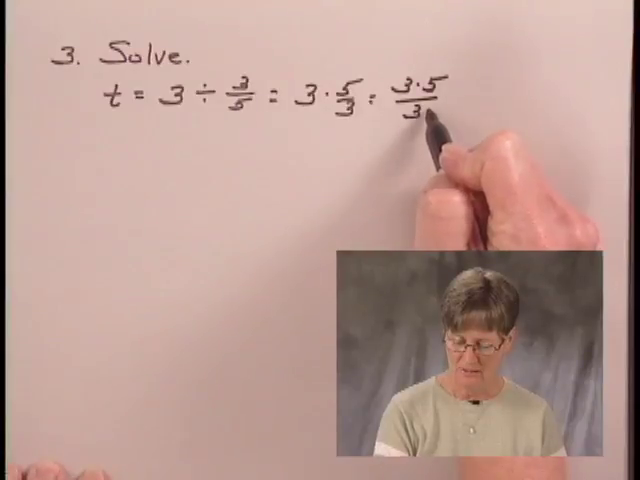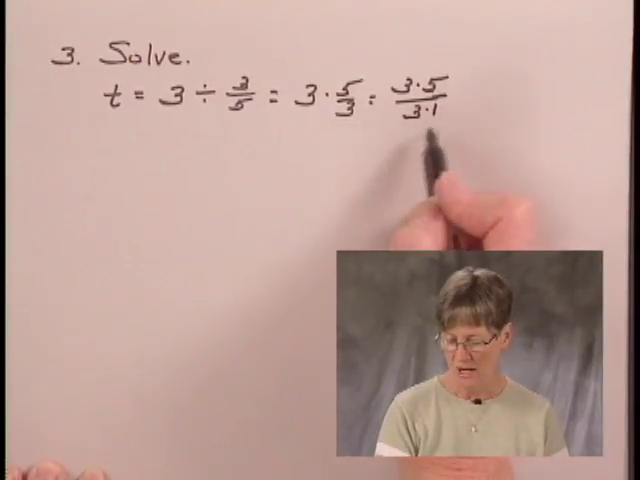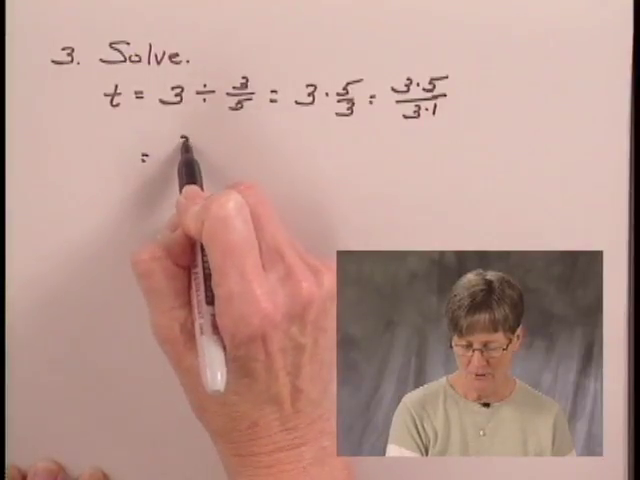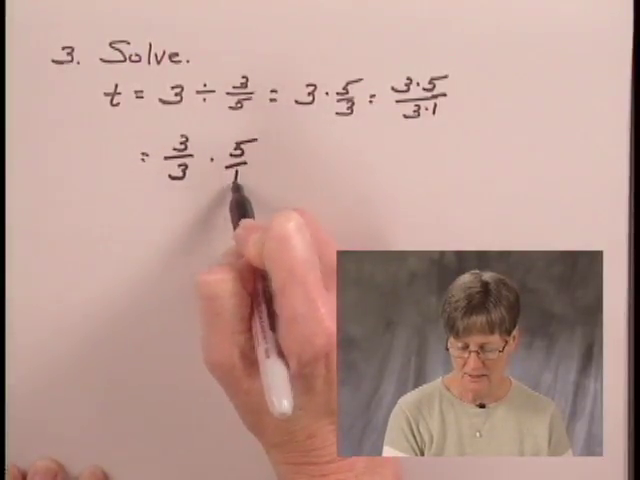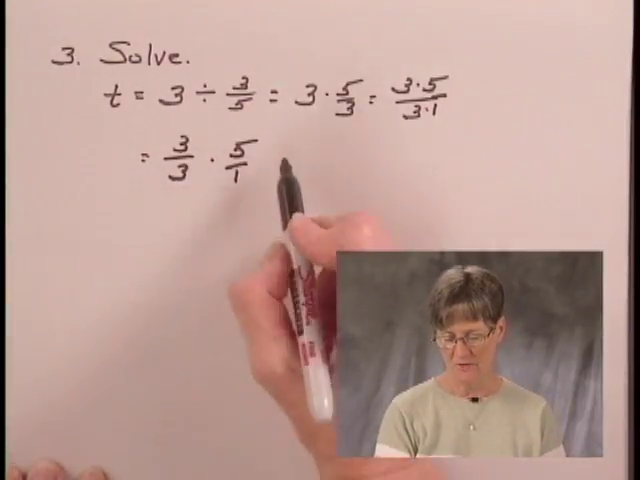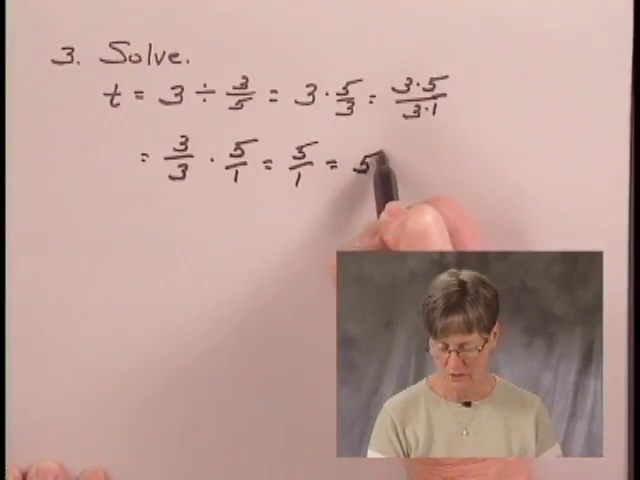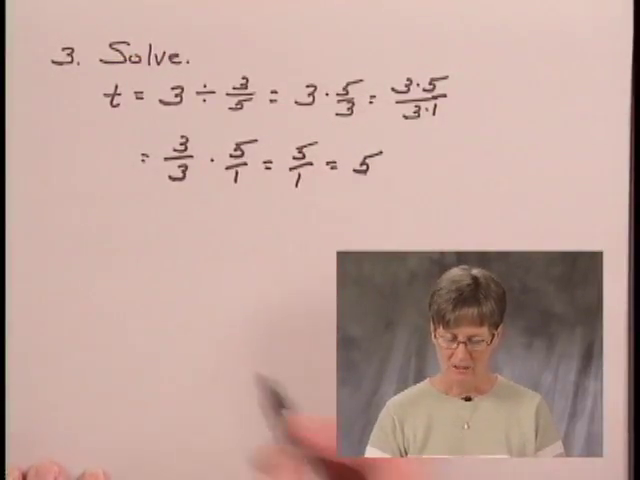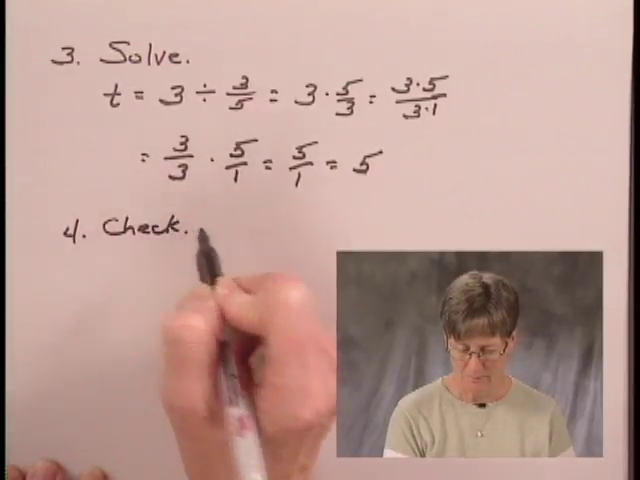And I can write this 3 as 3 times 1, and then I can write this as a product where I have 3 over 3 as one factor and 5 over 1 as the other factor. 3 over 3 is equal to 1, so I have 1 times 5 over 1, or 5 over 1, or just 5. And the fourth step is to check this solution in the original problem.